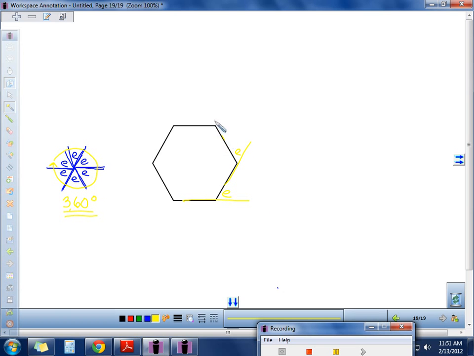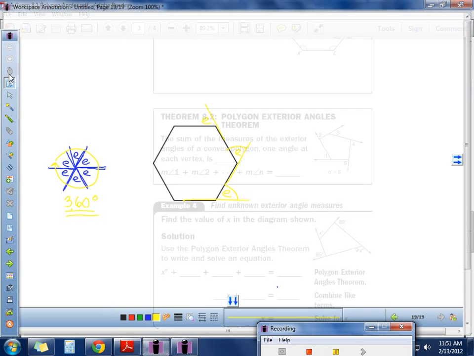That works also, but it wouldn't have worked for my picture. I wouldn't have been able to copy them and put them all together. But that works if you want to be able to see your exterior angles like that. That works if you're drawing on your own piece of paper. All right, let's go back to notes.